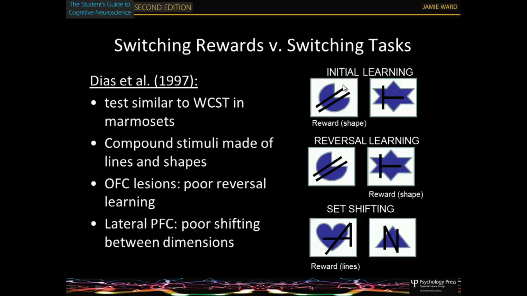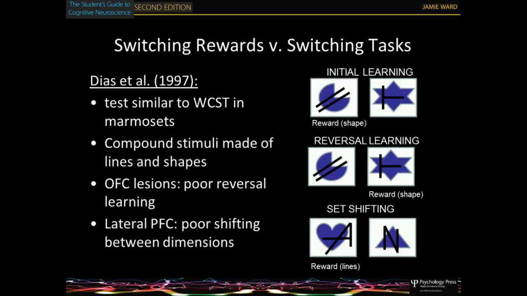So what you've got here is pairs of stimuli. Initially, the animals are taught just to respond to one of the items. Some of them are taught to respond to the shapes. So here they're taught that they will get a bit of a reward when they see this Pac-Man-like shape, but they don't get a reward when they see this. Obviously, another set of animals were taught to respond to the lines and not to respond to the shape.